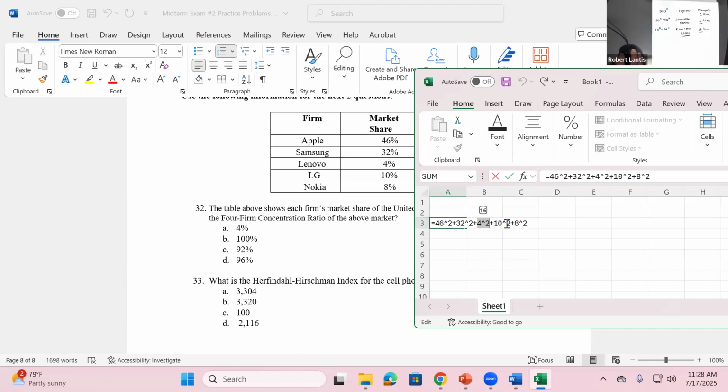So it's not only the top 4 firms. Notice, if I were to only take the top 4 firms, I left out Lenovo here, I end up with 3,304. That's not my HHI. My HHI doesn't take just the top 4 firms. It takes every single firm in that industry. Okay.